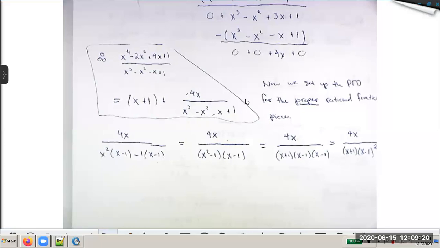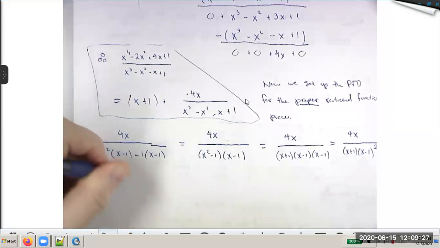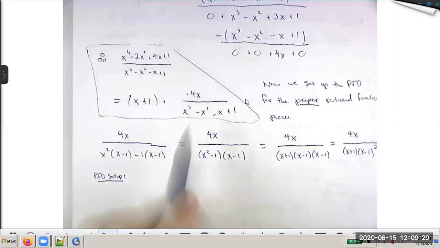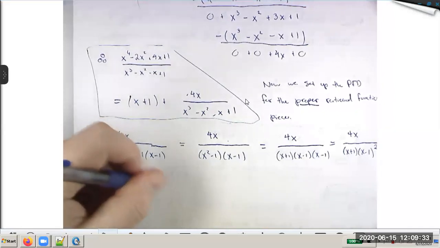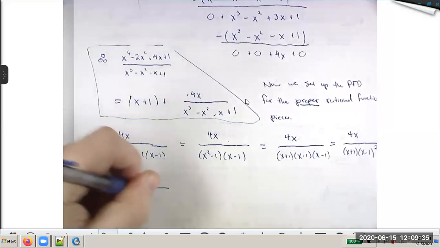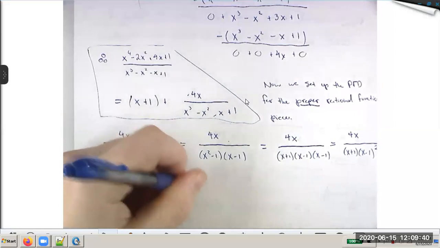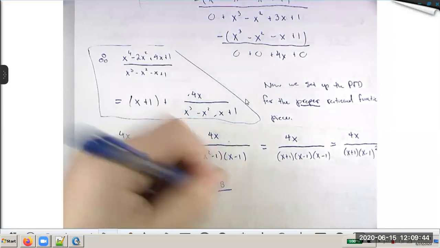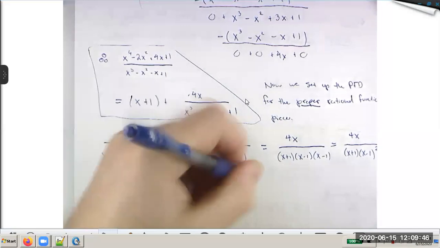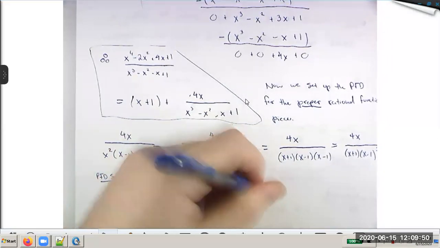So now it's time for the PFD setup. The only piece that needs the PFD is this piece. So I take my 4x over x plus 1 times x minus 1 squared, and I write that as a over x plus 1 plus b over x minus 1 plus c over x minus 1 squared.